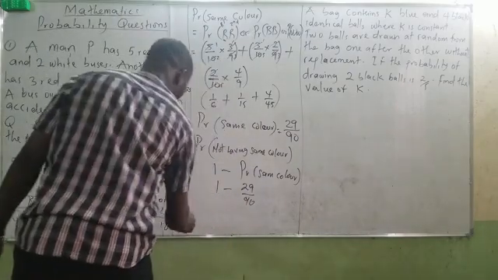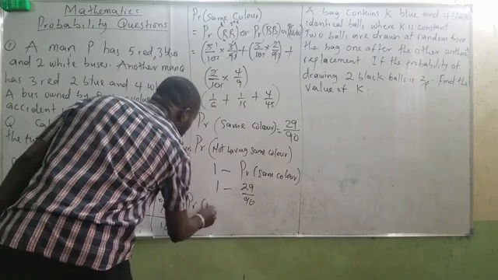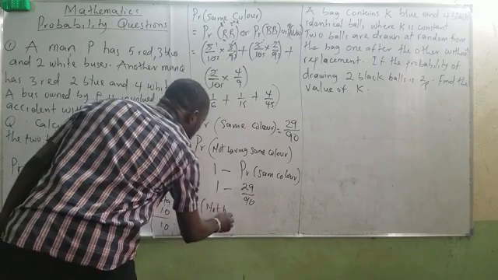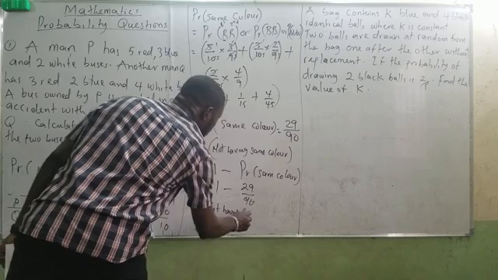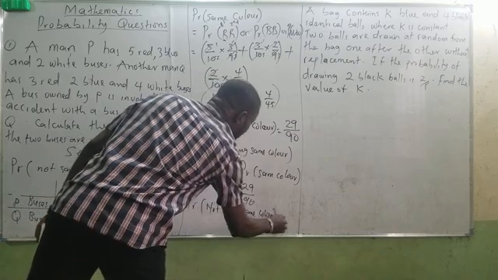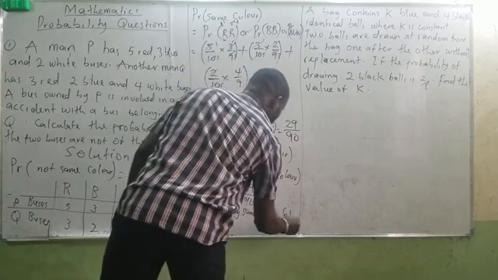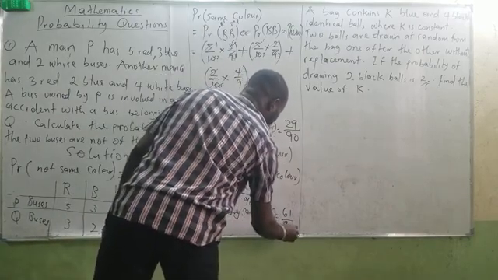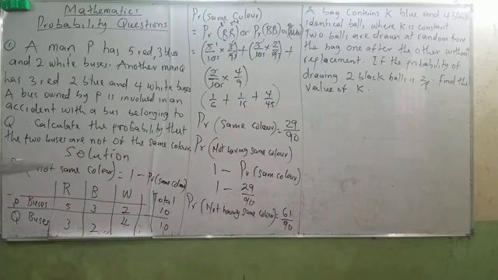It means I'll be having the probability of not having the same color will be equal to 61 all over 90. That is my answer. Okay, can you see?